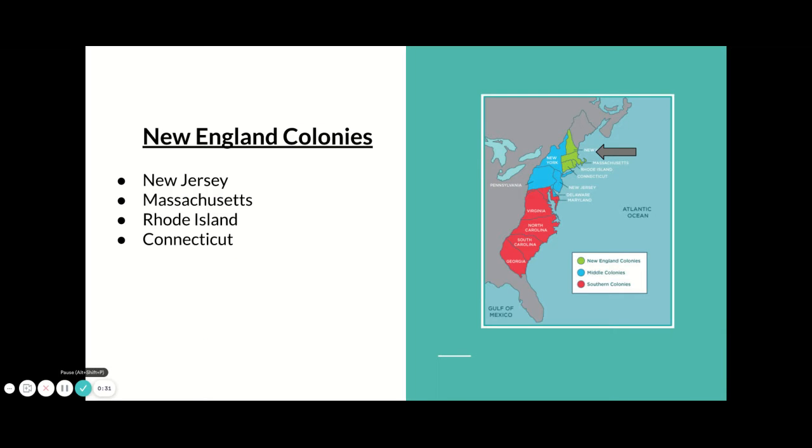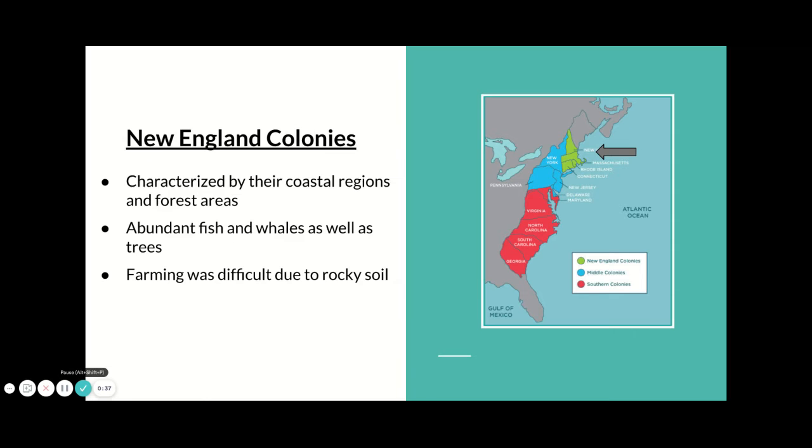The New England colonies are these ones that you see in green. It consisted of New Jersey, Massachusetts, Rhode Island, and Connecticut. Remember, the New England colonies are known for their coastal regions, the abundant fish, whales, and trees, okay? And also, please remember that farming was difficult in this area due to rocky coastal soil.